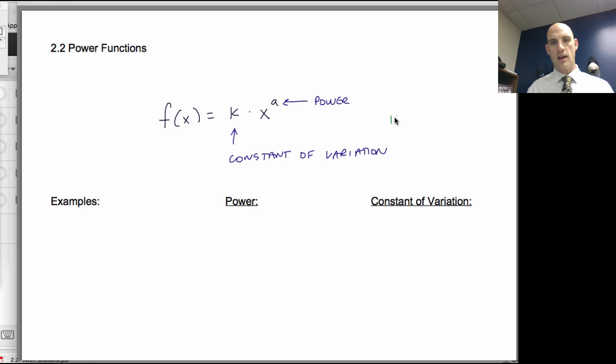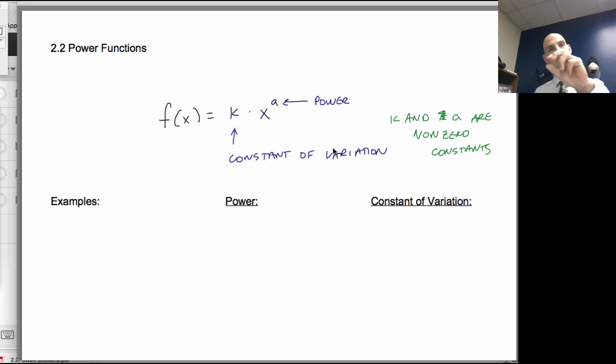So k and little a are non-zero constants. And so this is the basic setup for a power function. It's got some constant times x to an a power. Now the constant could be 1, the x power could be 1.